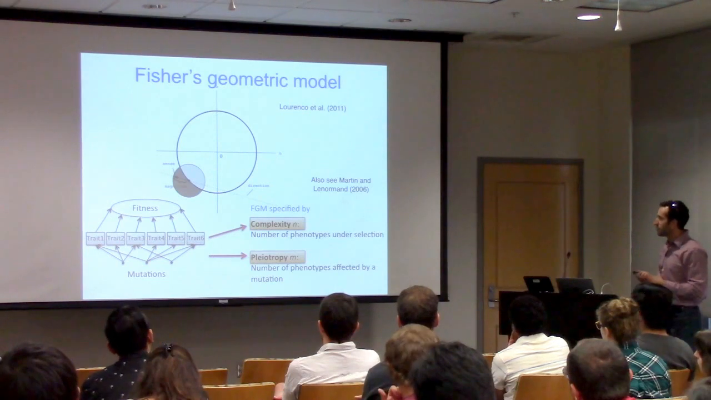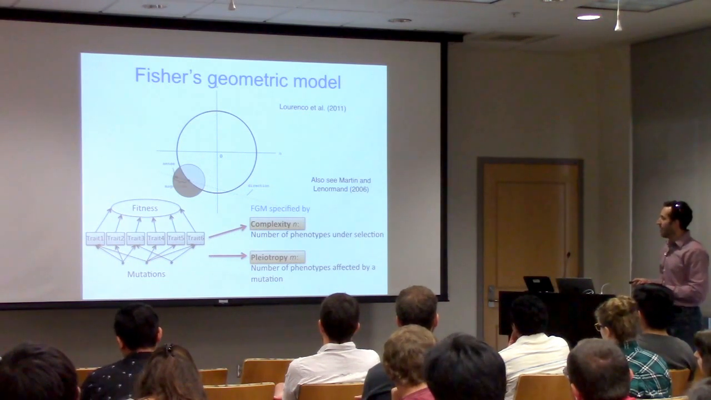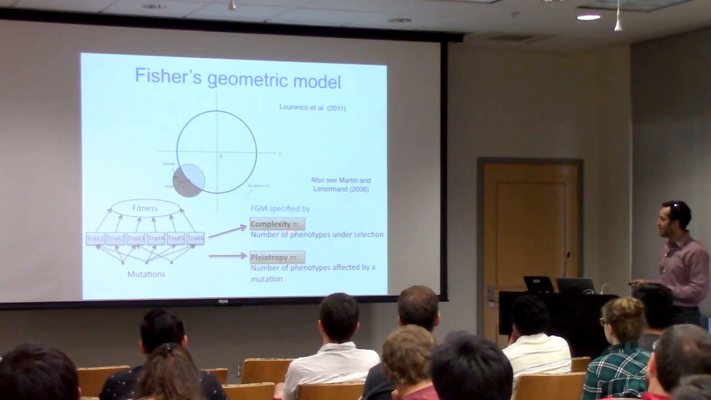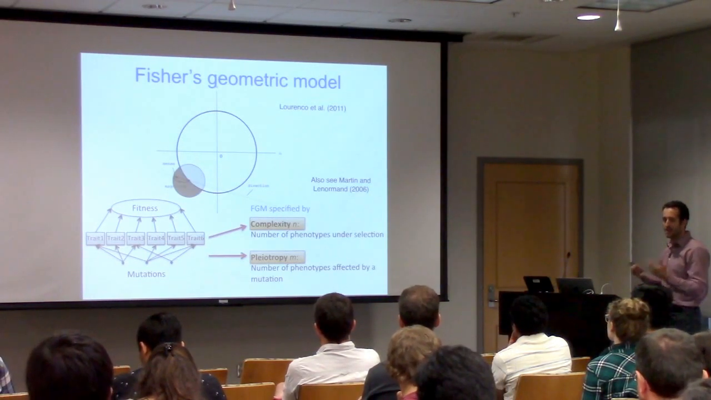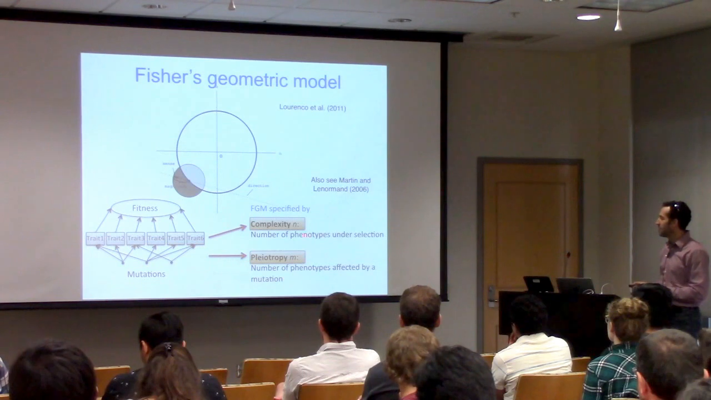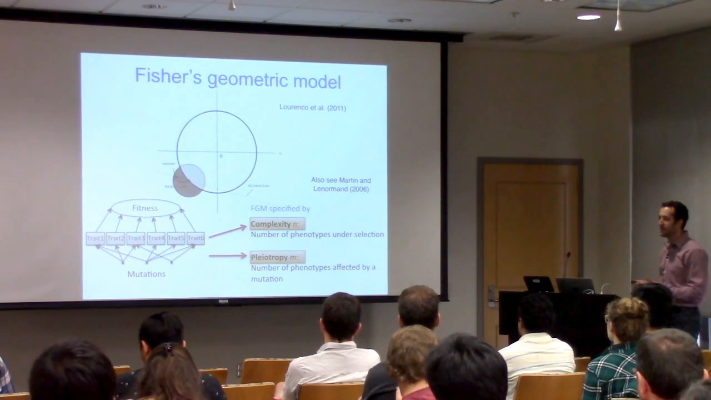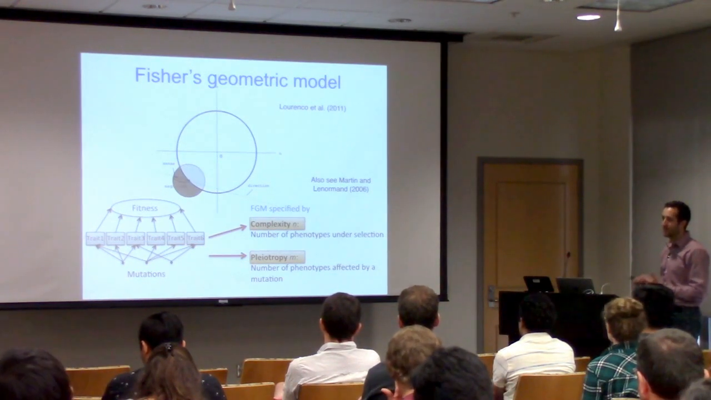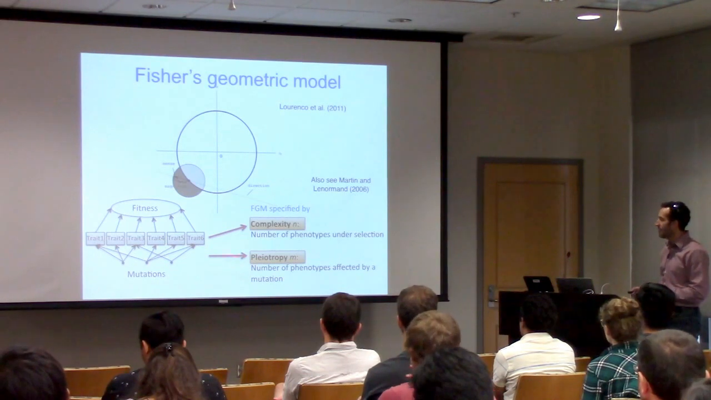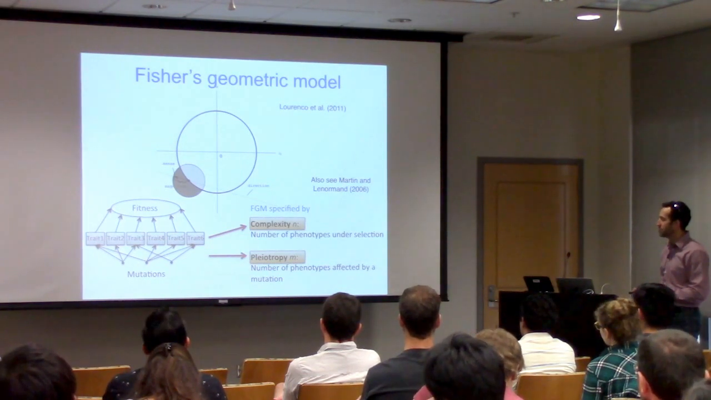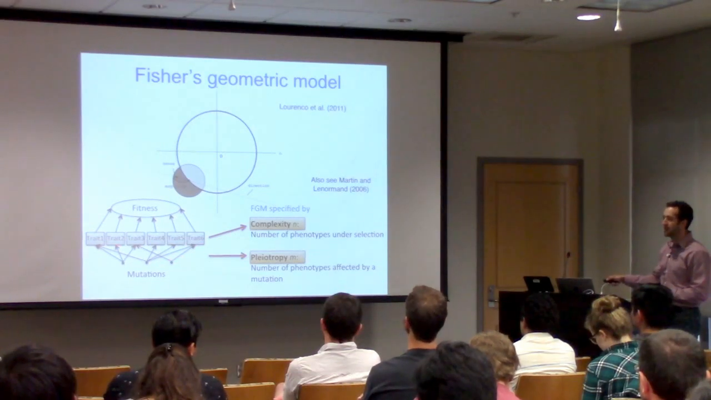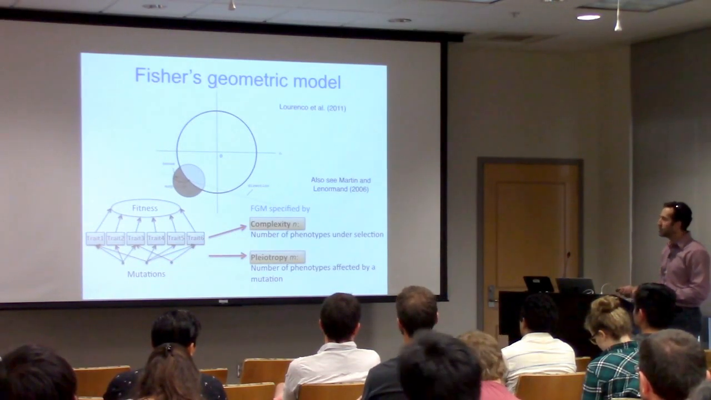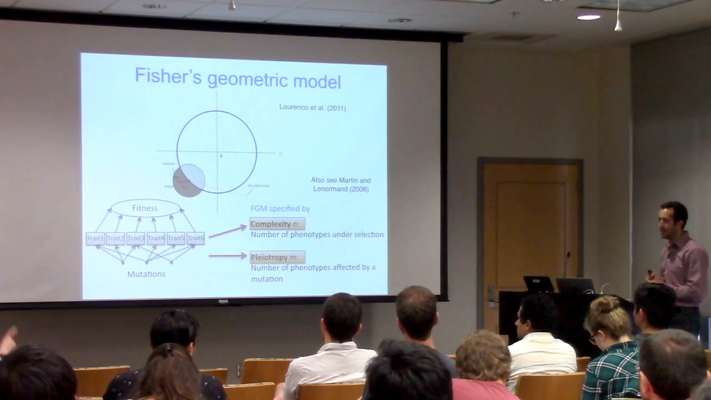There's a number of key parameters in this model. One of which is the complexity, which here does have a slightly more precise definition than the hand-wavy thing I gave you earlier. Essentially, complexity is the number of phenotypes related to selection, as well as the pleiotropy of mutations. Pleiotropy is, if you have a given mutation, how many traits does that particular mutation affect? So these are some of the key parameters.